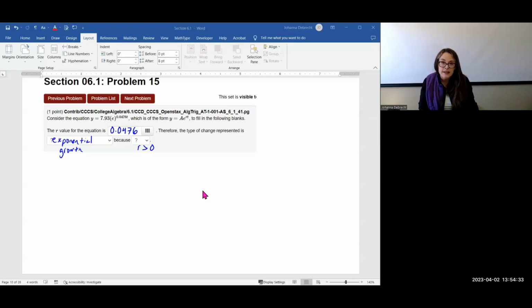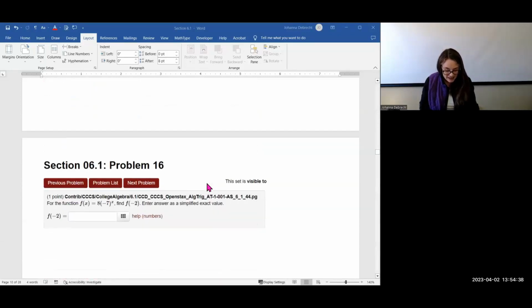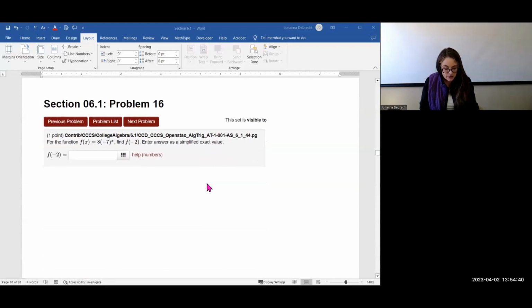So compare your answer. How'd you do? All right, good job. Now let's look at this one right here. This one has 8 times negative 7 raised to the x. Find f of negative 2.